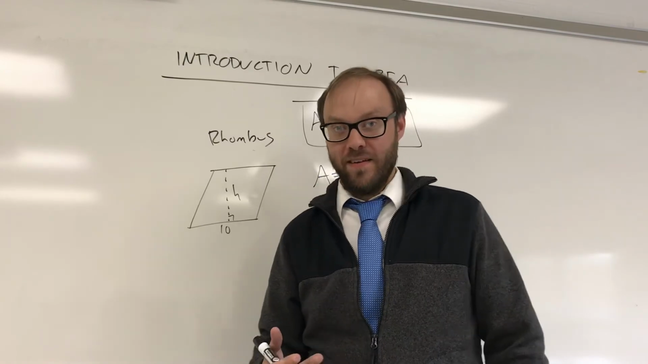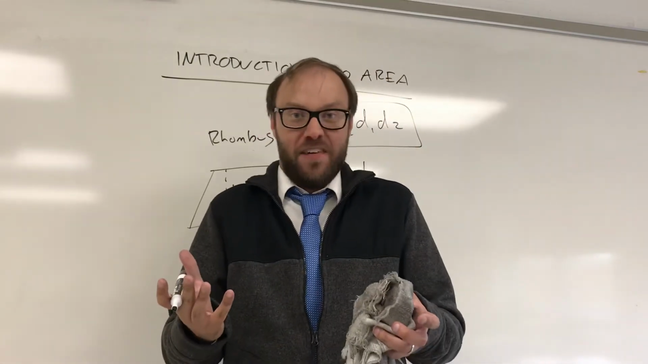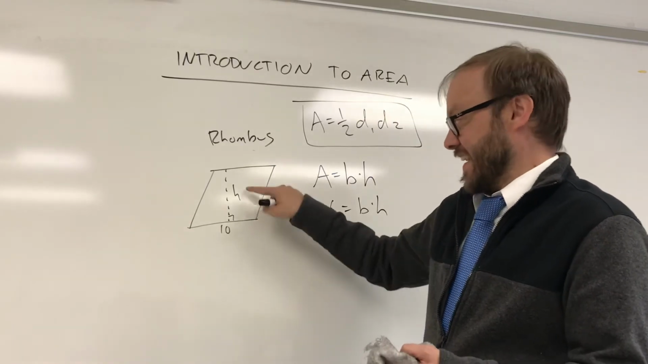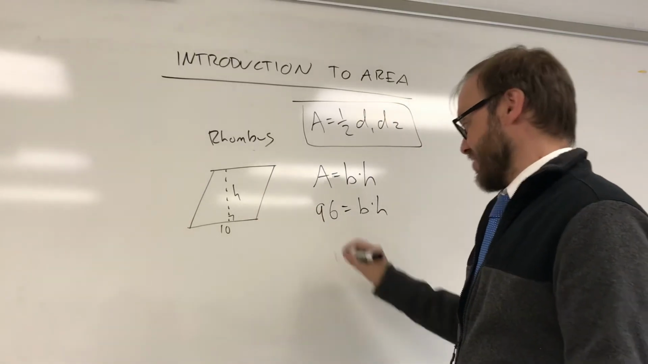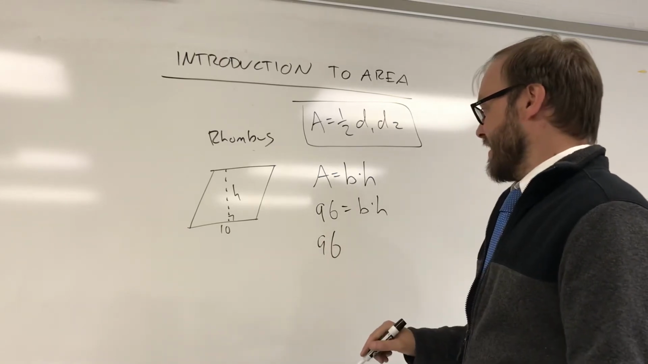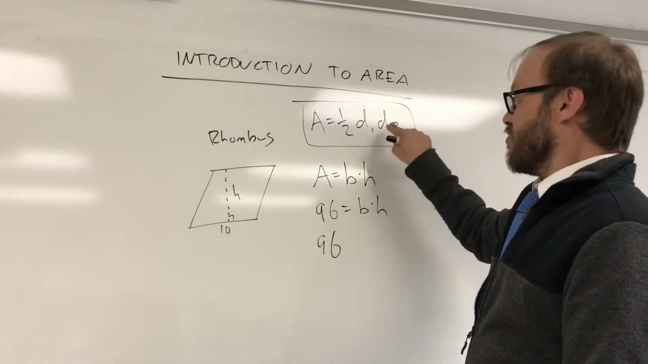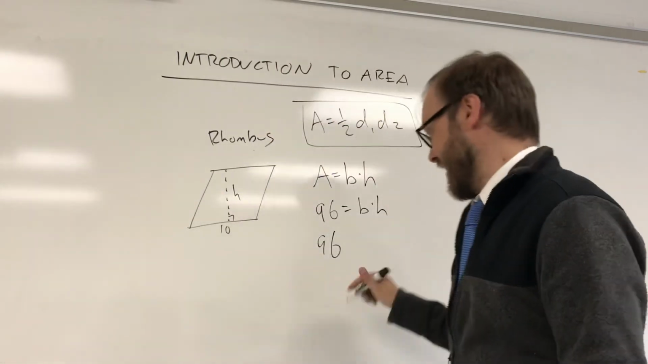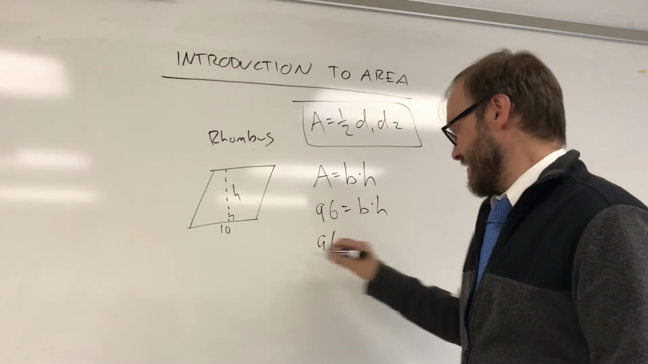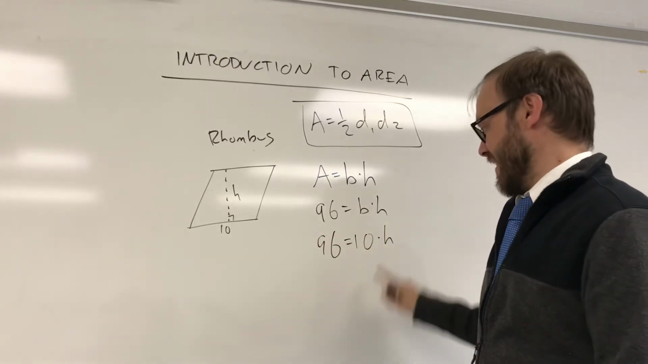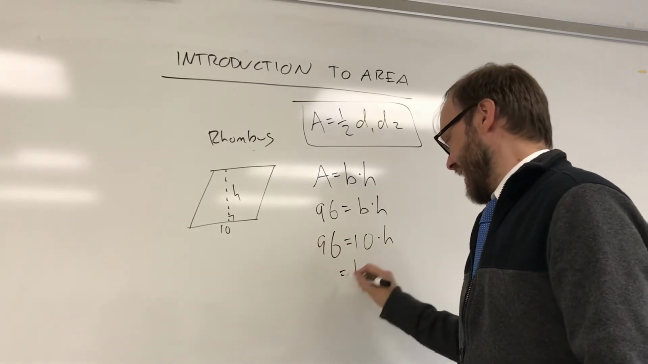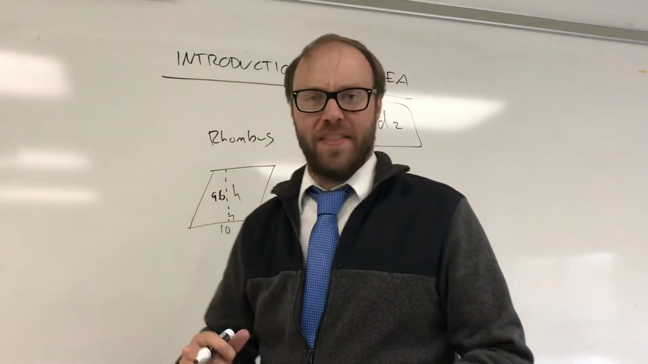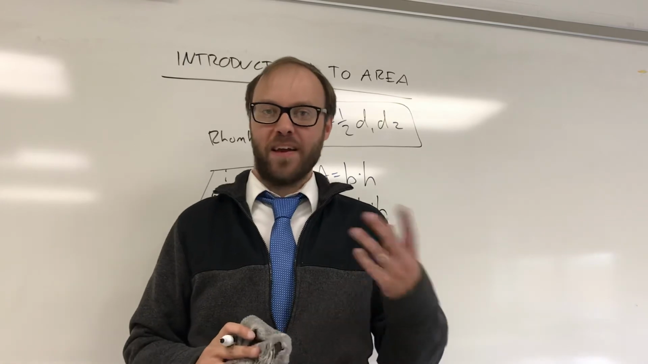Well, guess what? The area doesn't change just because I don't know what the diagonals are. The area's still got to be 96. I've got to take 10 times the height, and I've got to get 96. So you can actually fill the area that you knew from this formula into the other version of the formula, and you should get the same thing. So you can work backwards. The base is 10. We want to know what the height is. You can divide both sides by 10, and you'll find out that the height needs to be 9.6 for that rhombus, okay?